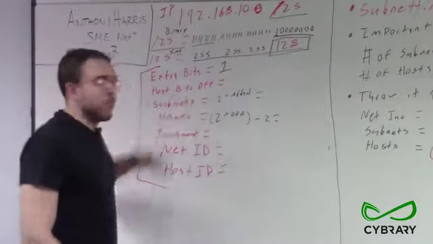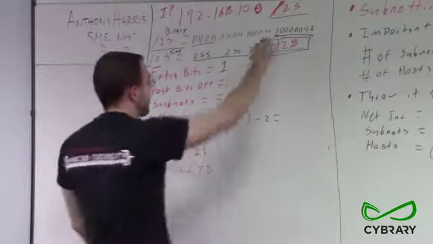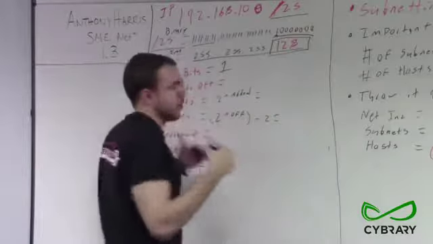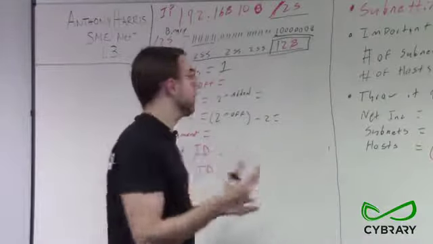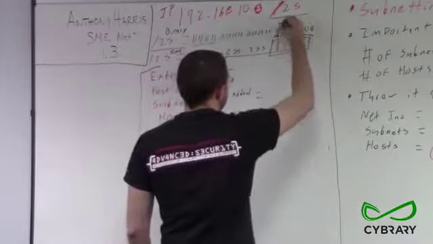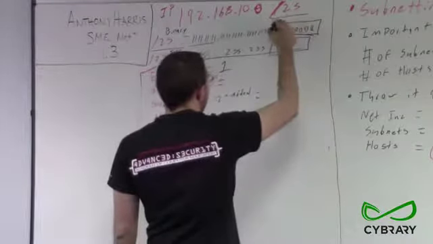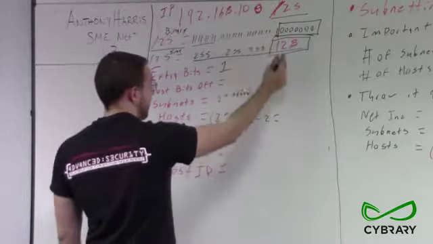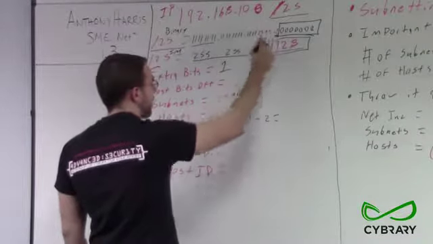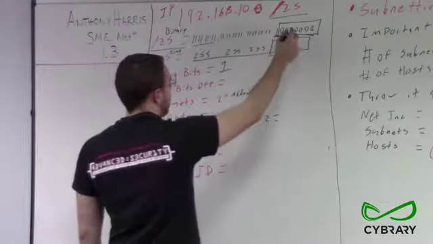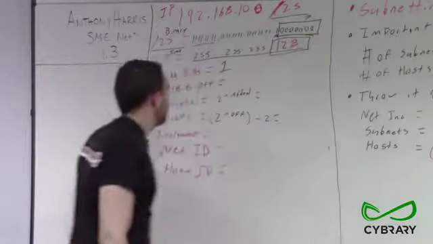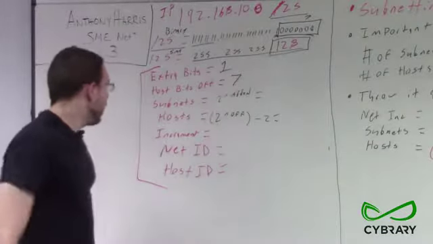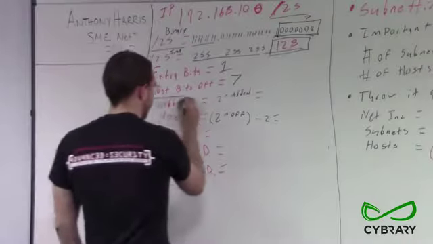Now host bits off. What do we mean by host bits off? Well, the rest of this octet are host bits, and they're not turned on. They're not ones, so they're off. They're zeros. So there's 7 of them. So we have one extra bit that we added from our standard 255.255.255.0. We added one extra bit to make that .128, and we still have 7 host bits that are off. So we have 7.